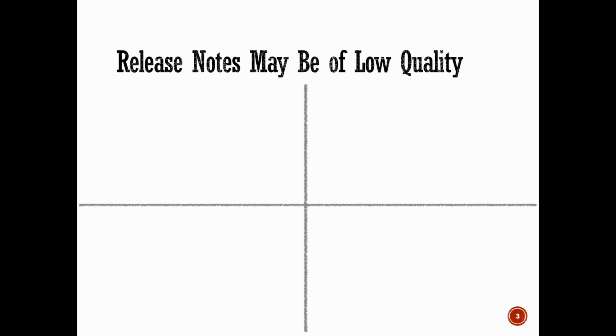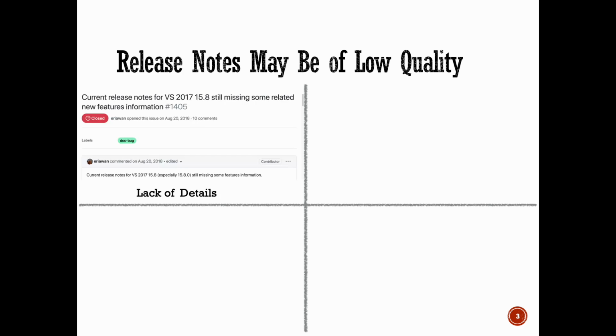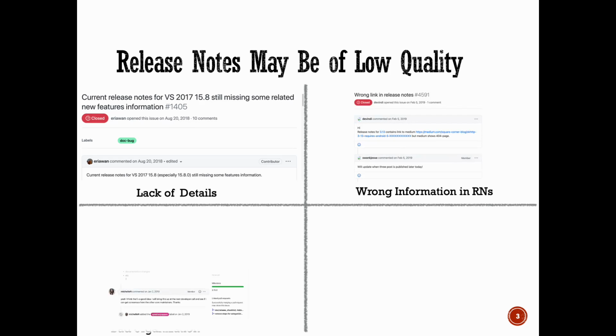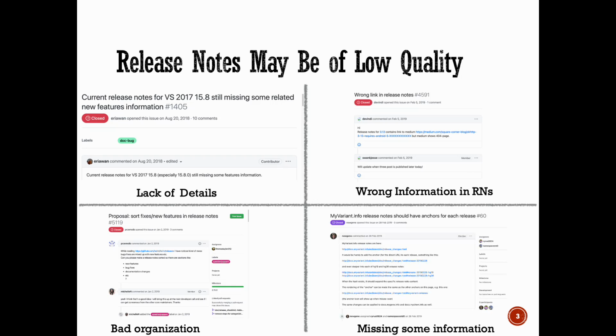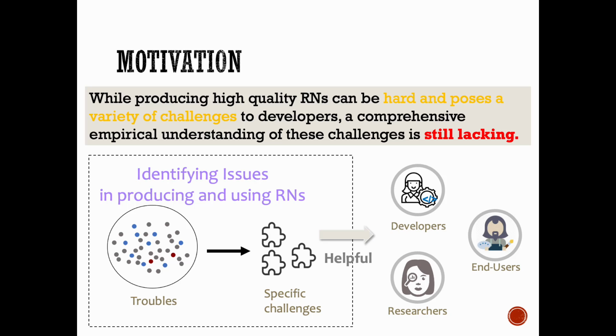Today, the tight deadlines in software development may even tempt developers to reduce the effort put into release notes. Consequently, the produced release notes may be of low quality, such as lacking some details, containing wrong information, having bad organization, and missing some information. A systematic understanding of real release note issues in practice, that is, how release notes go wrong or fail to meet users' expectations, is still lacking.